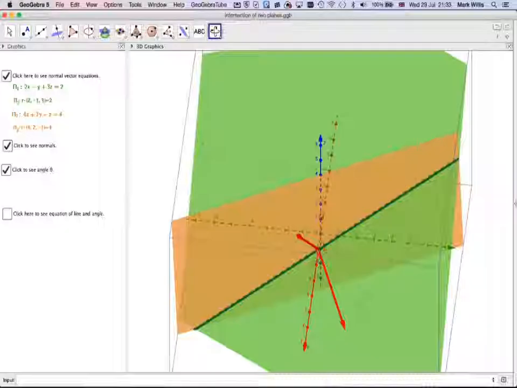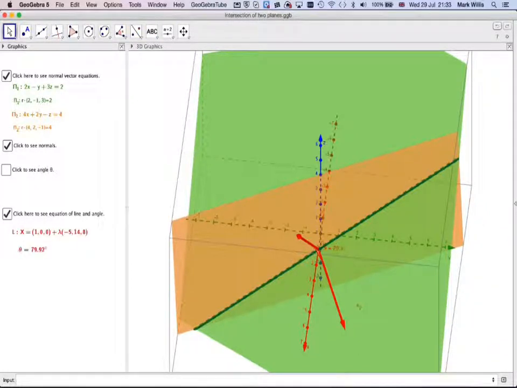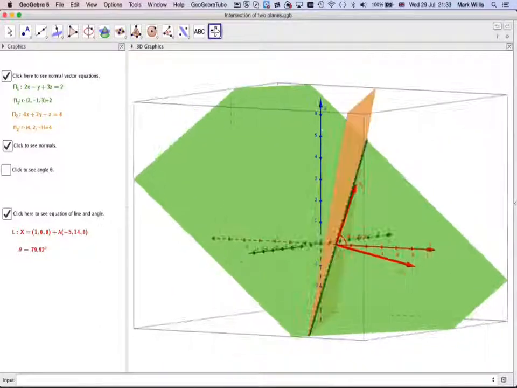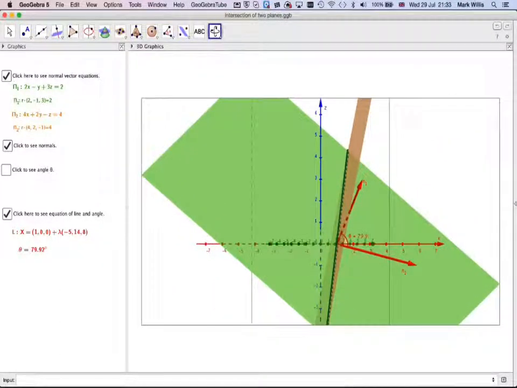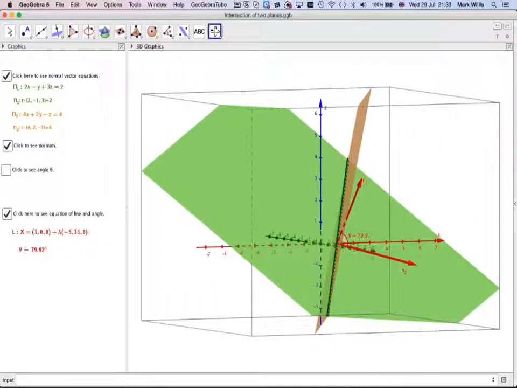Going back to look at this, try and move this. There we can see our line, and there we can see our angle. If I move this around a bit, this is probably the best depth view you can get, and this is the angle there, 79.9, and this line from here to here is given by this vector equation.